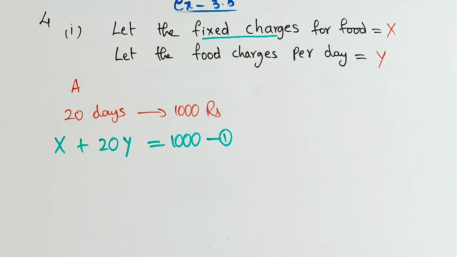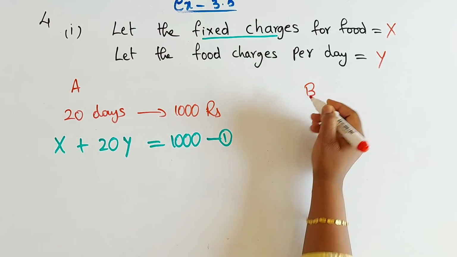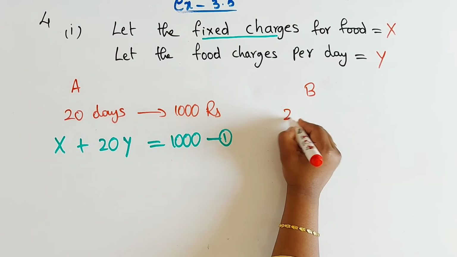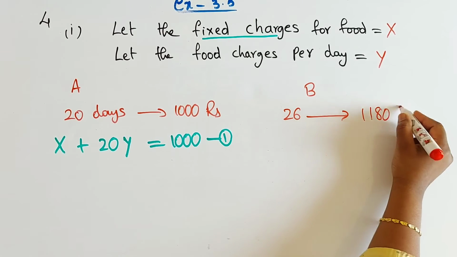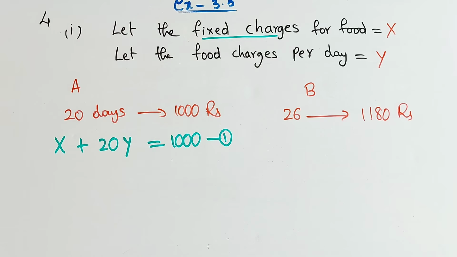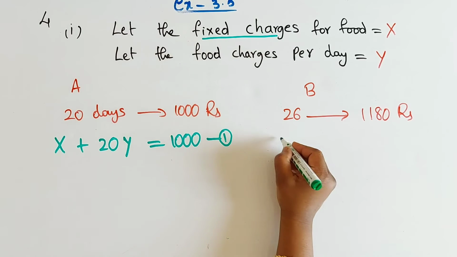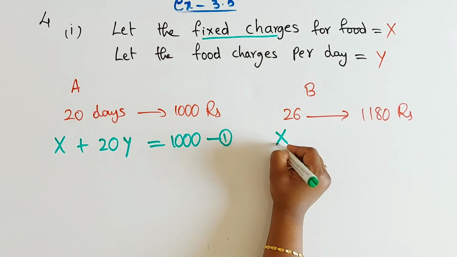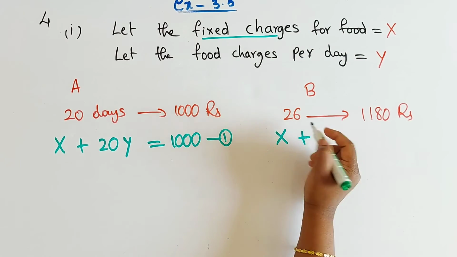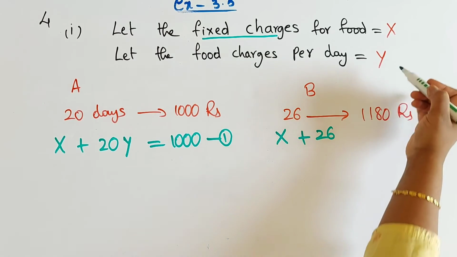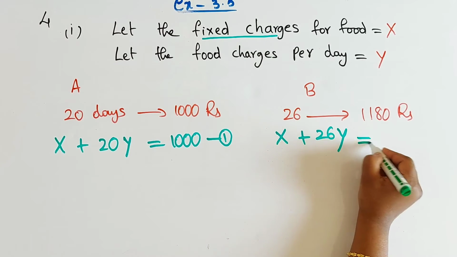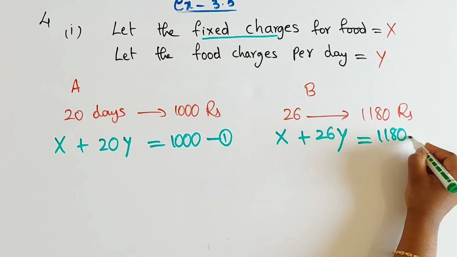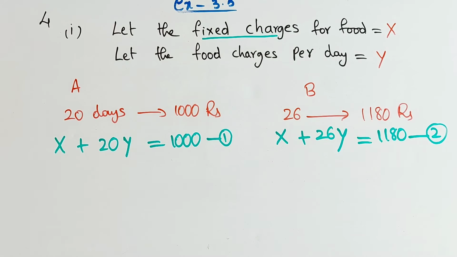Now for student B, how many days is she taking food? 26 days. For that she is paying 1180 rupees. Correct, children? So here also she has to pay fixed charges, that is compulsory. So fixed charges we don't know, so let's write X plus, how many days is she eating? 26 days. One day it is Y rupees charge. For 26 days, 26 into Y, 26Y. So totally she is paying 1180. This is the second equation, children. Now we have to solve these equations by any algebraic method.